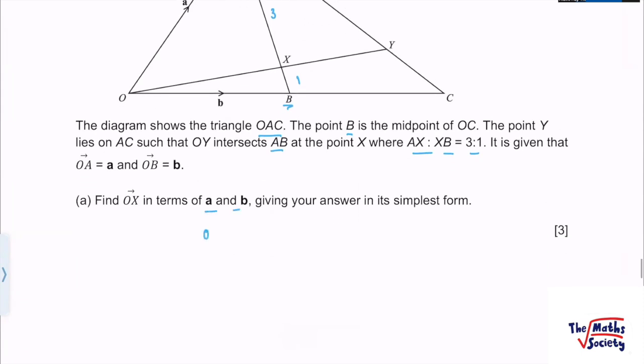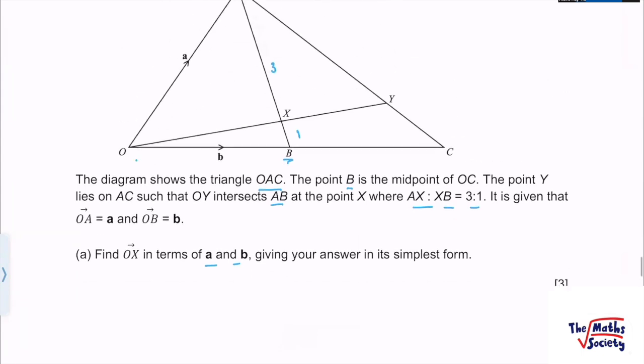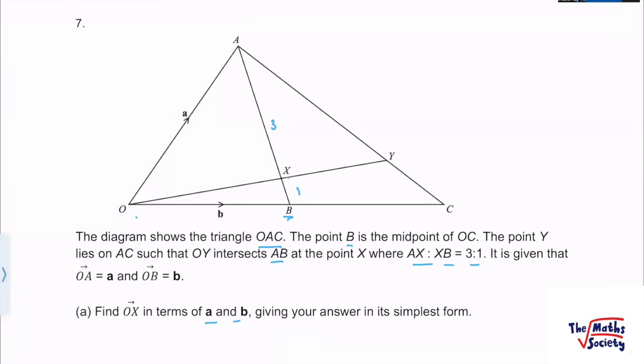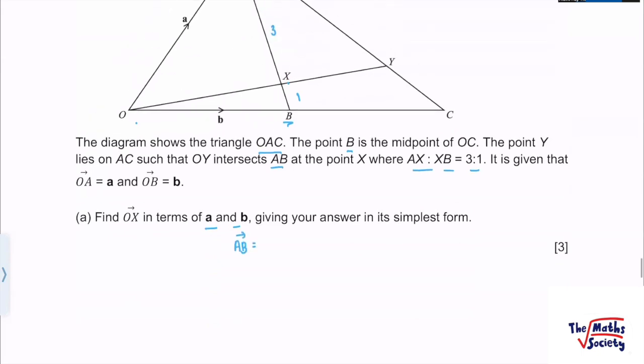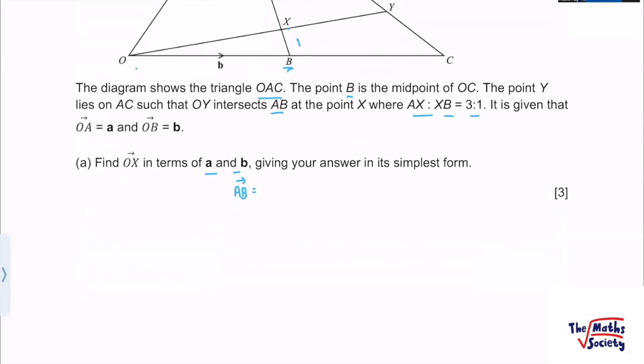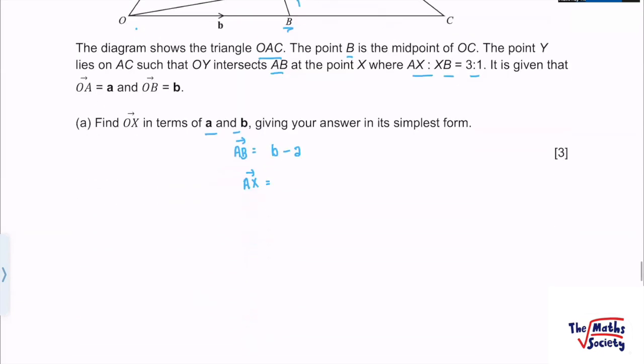So you need to find OX. So before finding OX, we have to go via AB first. And that is OB minus OA. So that's going to be B minus A. And then AX is going to be 3 by 4 of that. So that's going to be minus 3 by 4 A plus 3 by 4 B.